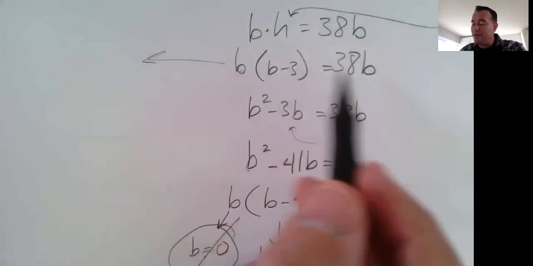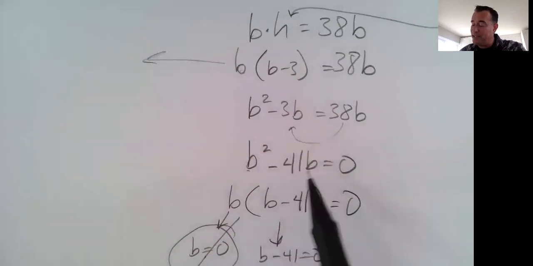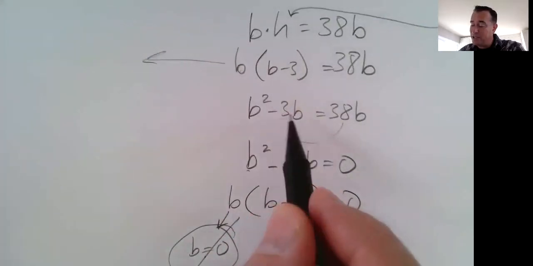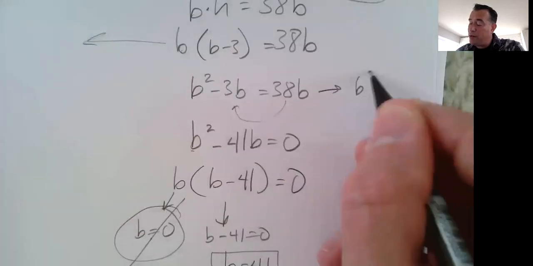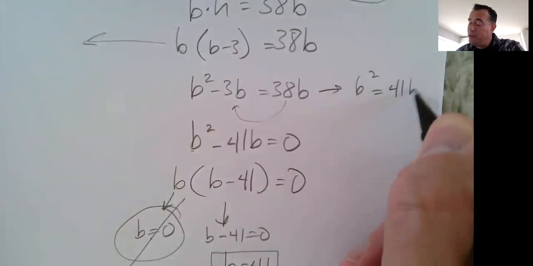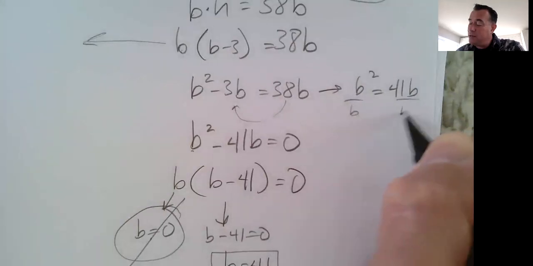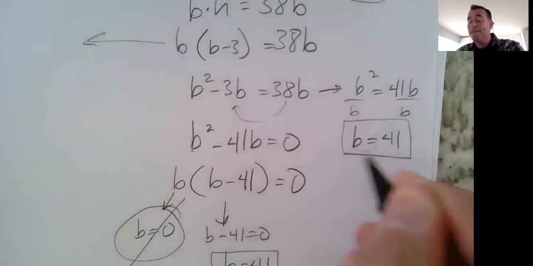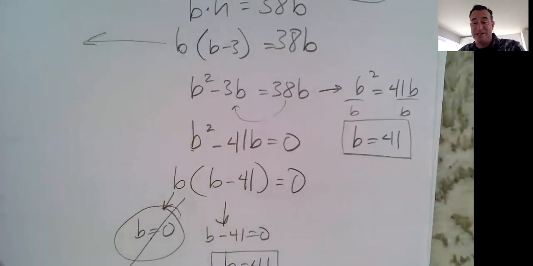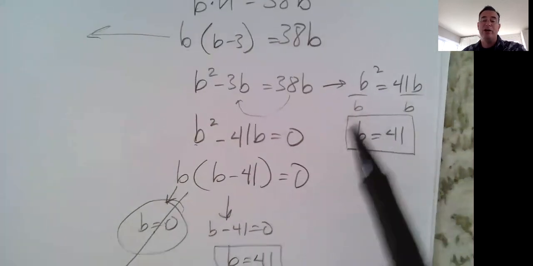So you could either divide out b's here, or if you get to this stage where it looks like this, I can actually bring the b to the other side and say if b squared is equal to 41b, and I divide both sides by b, I'm going to get that b is equal to 41. Now here's the thing. That happens to work in this instance. It doesn't always work that way. And mathematically, b equals 0 is a solution to the equation, and that's the reason why it's a little bit off to do something like this.